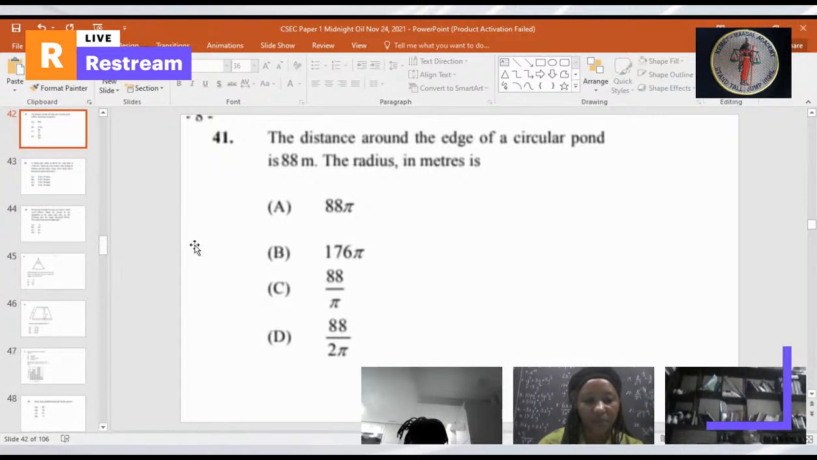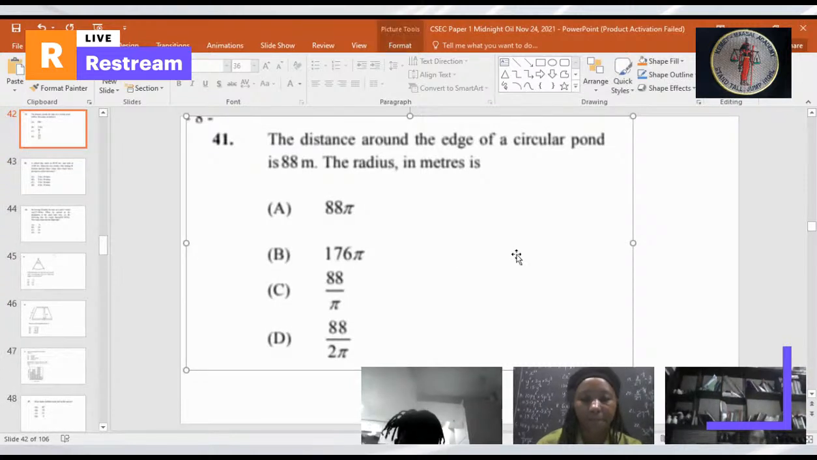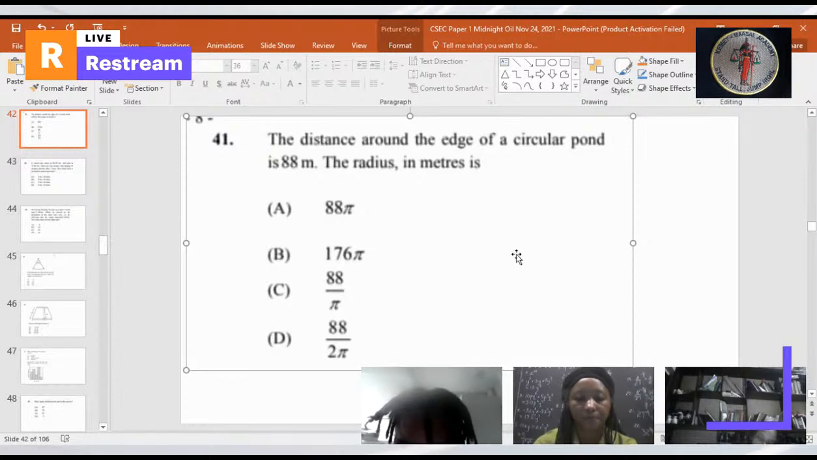Drayshawn, number 41. The distance around the edge of a circular pond is 88 meters. The radius in meters is... The distance around the edge of a circular pond, 88 meters. The radius, this is half of the diameter. And it's to find the diameter.